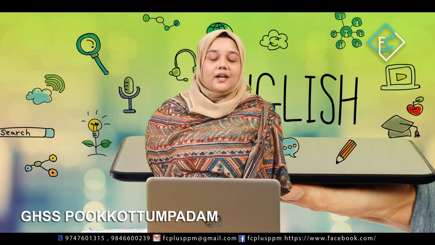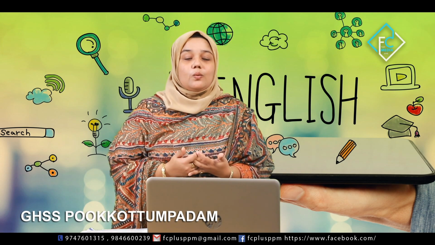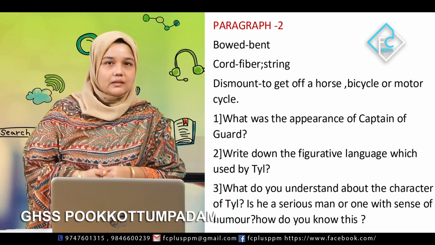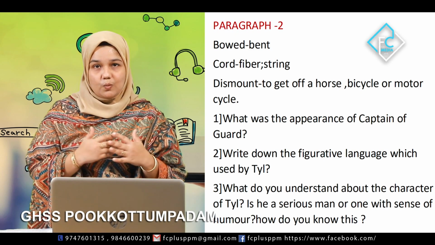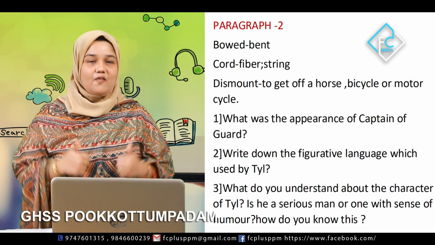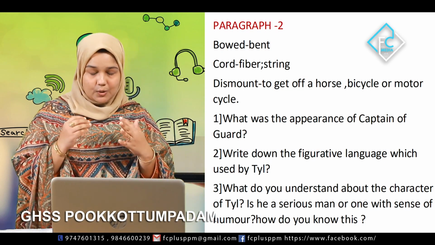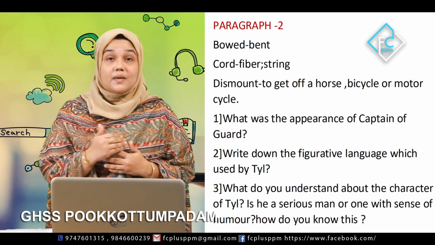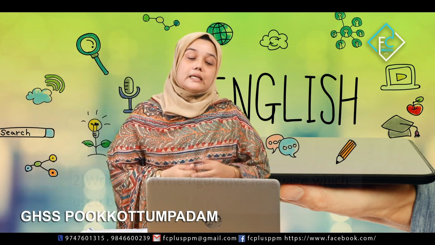Okay. From paragraph 2, I want to ask some questions. Listen. What was the appearance of the Captain of Guard? Yes, the Captain of Guard was a tall, well-built, red-haired man of about 25 years old. What do you mean by well-built? Healthy. And he was handsomely dressed in his gold-braided uniform. That's the answer. Okay, see next question.